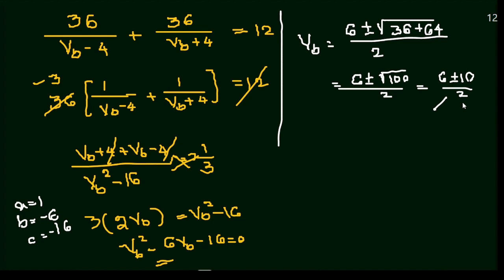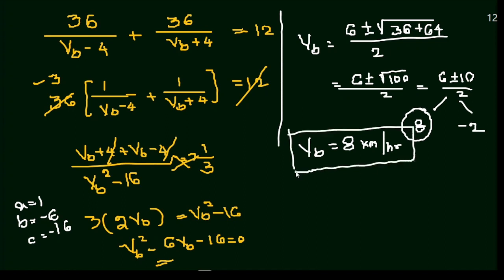Now I can take two values, either plus or minus. If I take plus, then 6 plus 10 is 16 by 2, that is nothing but 8. And if I take minus, then minus 4 by 2, that is nothing but minus 2. But I am considering v_b equal to 8. So this is the speed in kilometers per hour. This is the speed of the motorboat in still water, right? So this is how we can find it.